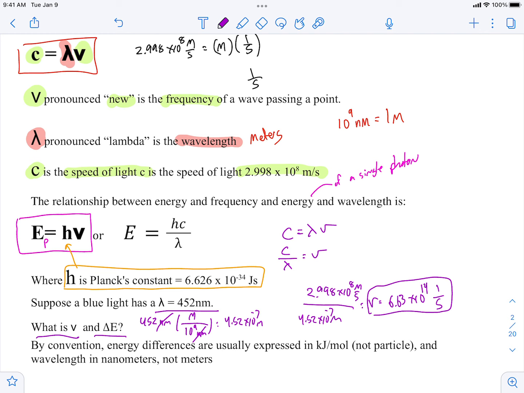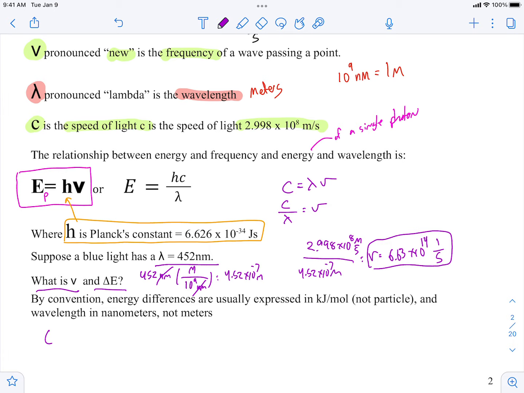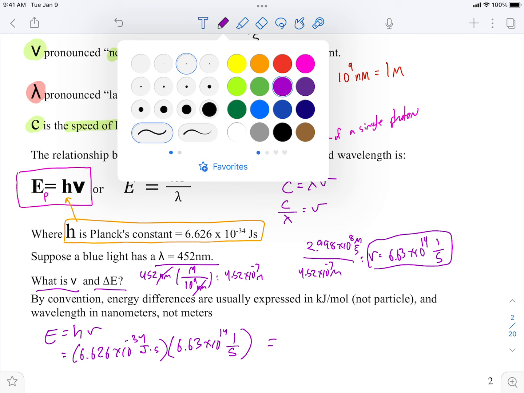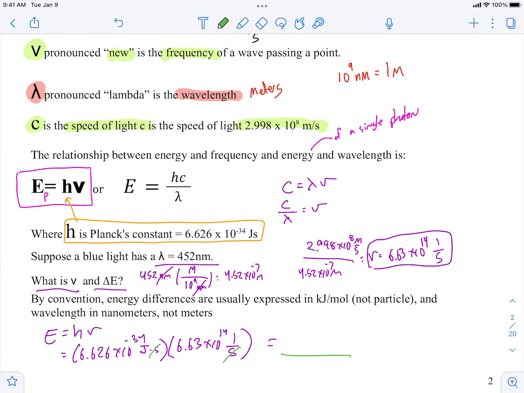The second question, then, they want us to find energy, no problem, because energy is simply the frequency times Planck's constant. So 6.626 times 10 to the minus 34 joules times seconds. Not joules per second, joules times seconds. Multiplied by 6.63 times 10 to the 14th hertz. Notice how our seconds cancel. Okay, so times 10 to the negative 19th joules per photon.